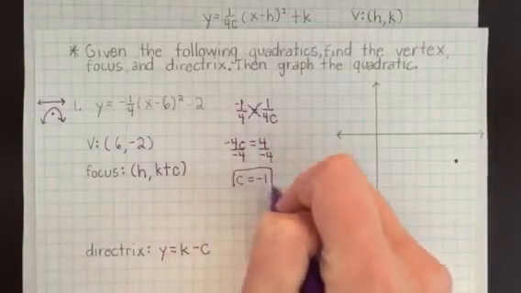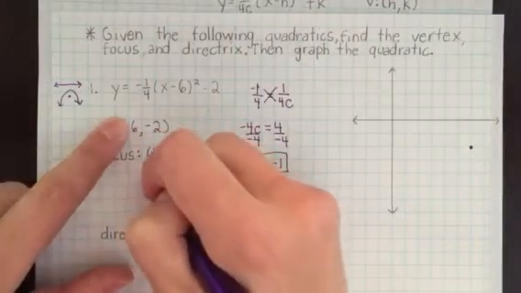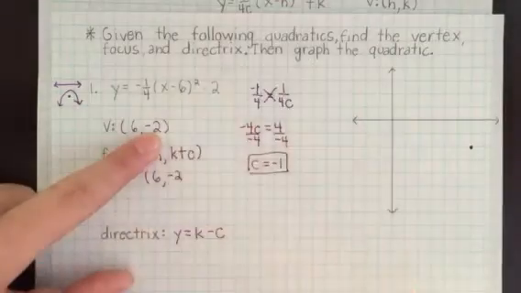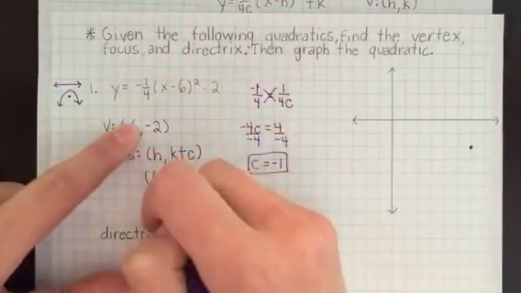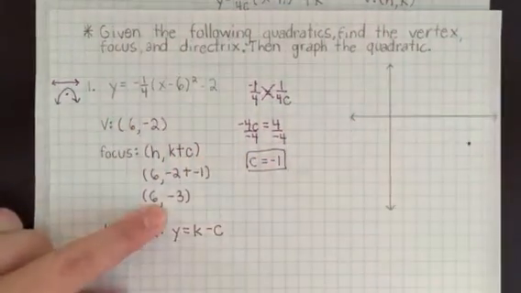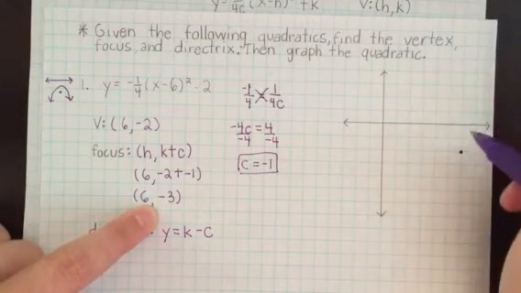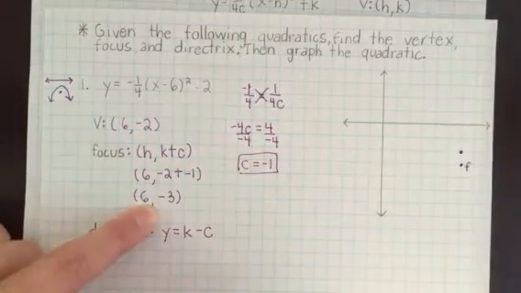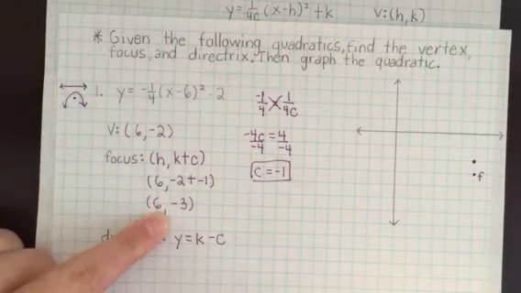Now that I have my c value, I can find my focus. My focus is going to be h, which is 6, comma, k, which is negative 2, plus c, which is negative 1. So 6, comma, negative 3. Let's see if this makes sense for a downward facing parabola. The point 1, 2, 3, 4, 5, 6, 1, 2, 3. So that's my focus. Does this make sense? Yeah. The vertex should be above the focus because it's facing downwards.